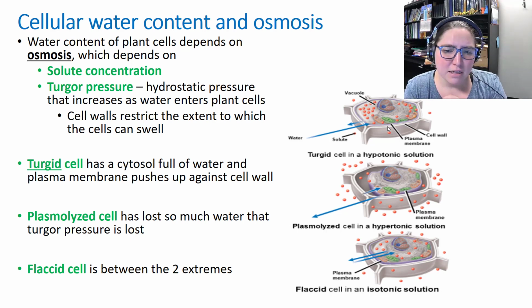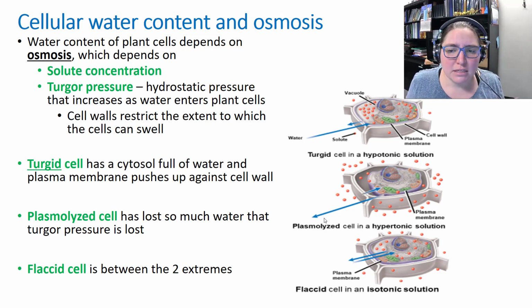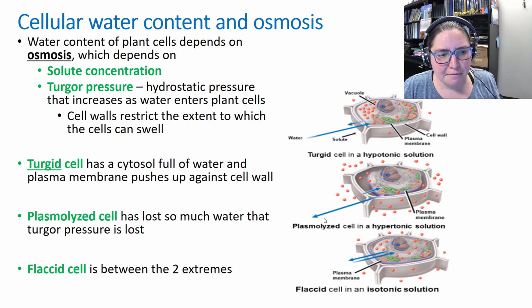A plasmolyzed cell would be like a cell in a hypertonic solution, so there's more solute outside of the cell than inside of the cell, so the net movement of water is outside of the cell. That would cause the cell membrane to shrink away from the cell wall. To say it shrinks is kind of bad. It's not like the membrane itself gets smaller, but the cell shrivels because it's lost so much water, and so it's lost its turgor pressure.